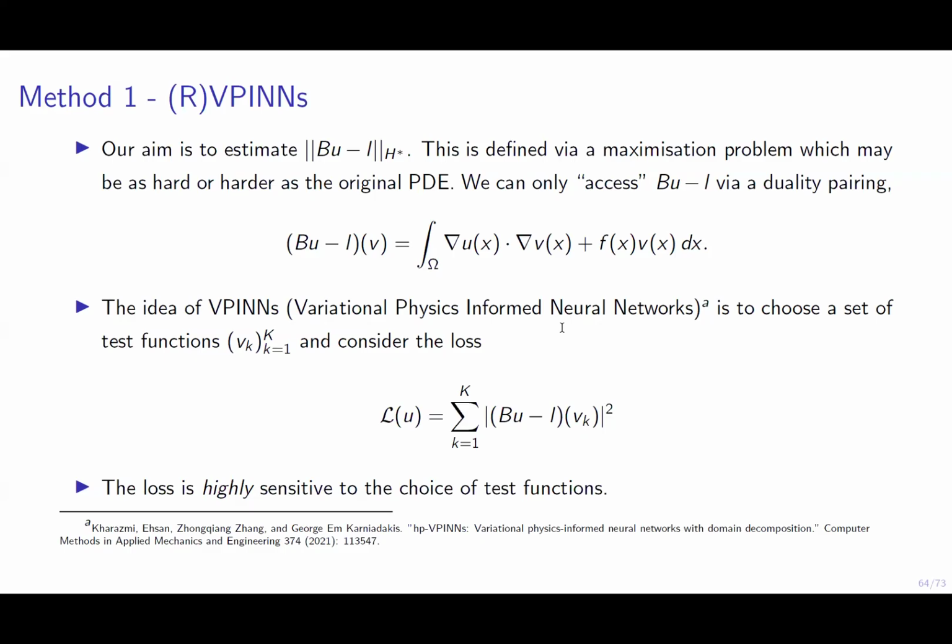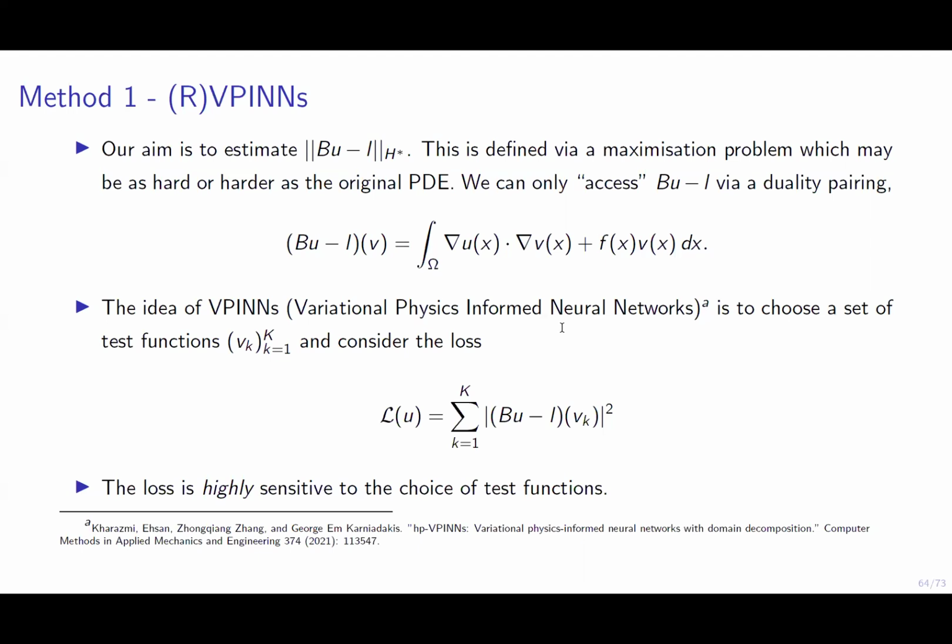Now, one of the first methods to consider, at least as far as I'm aware, to try doing weak formulations was the idea of VPINNs, which is variational physics-informed neural networks. Essentially what they say is, let's just take a set of test functions and do this duality pairing over some user-prescribed fixed set of test functions. We evaluate this residual acting on the test function, we square it, and we sum over all of them. So you specify what these test functions are. You can take them to be piecewise polynomials, splines, whatever you like, right?